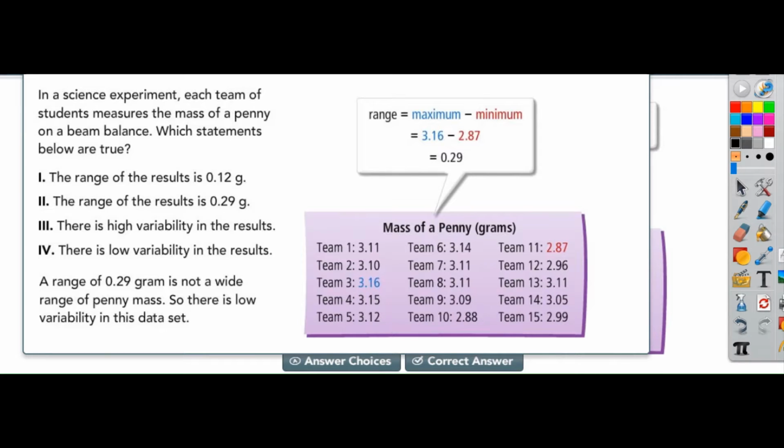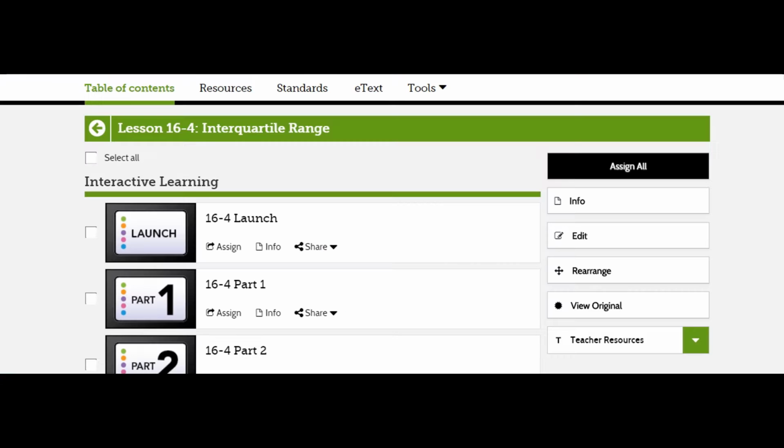So we will pick 2 and 4. Now we're moving on to interquartile range. And you can also tell variability using the interquartile range because that interquartile range is going to be that middle 50%.